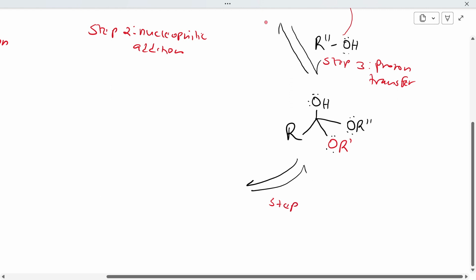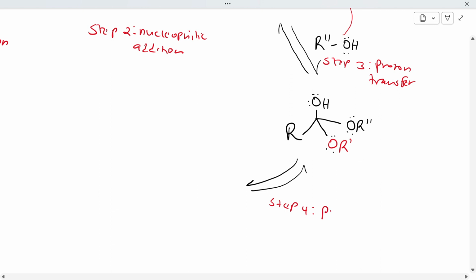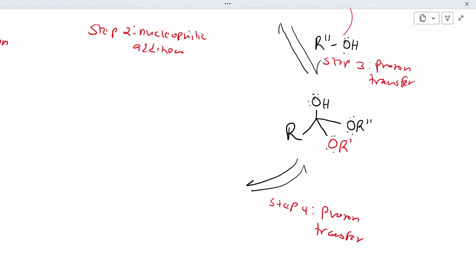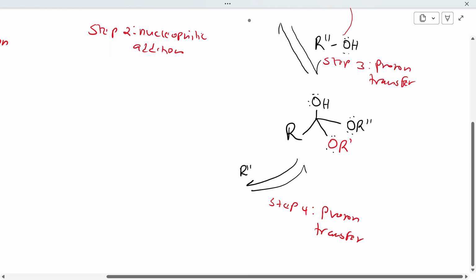Step 4. The reaction that is occurring is still proton transfer. Now, in my proton transfer, the oxygen bearing the carbon chain that I want to replace is going to react with the alcohol in question here. So I'm going to have R double pi OH.